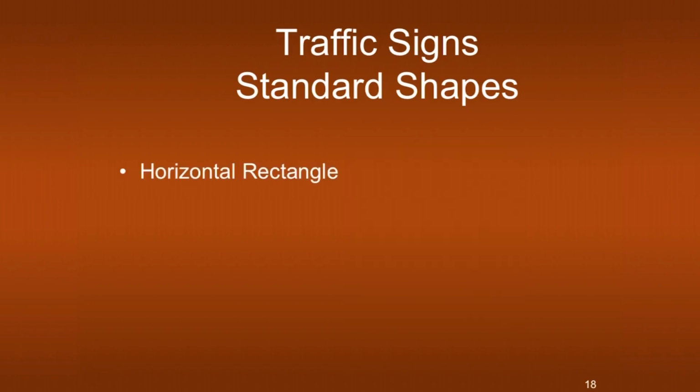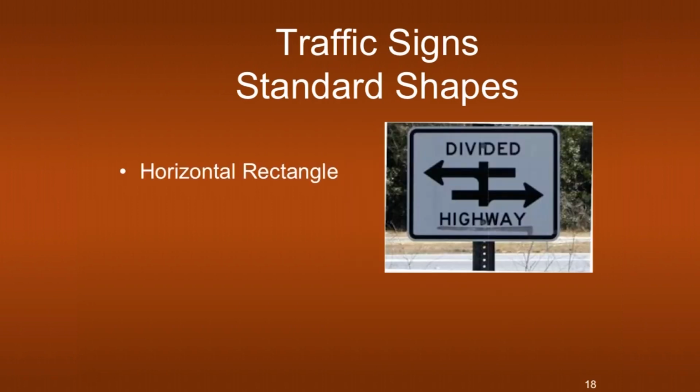The horizontal rectangle is, again, guidance information. So earlier we showed an example of a green sign that showed guidance information. That was on a horizontal rectangle. It doesn't necessarily have to be green in color. Here you see that it's black and white for a divided highway, but the horizontal rectangle is, again, going to give you guidance information.